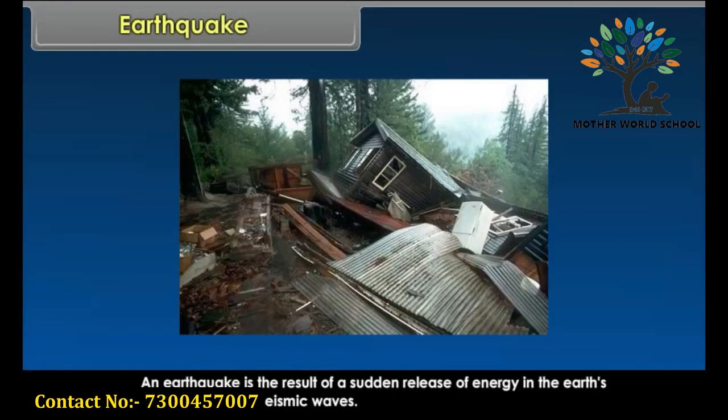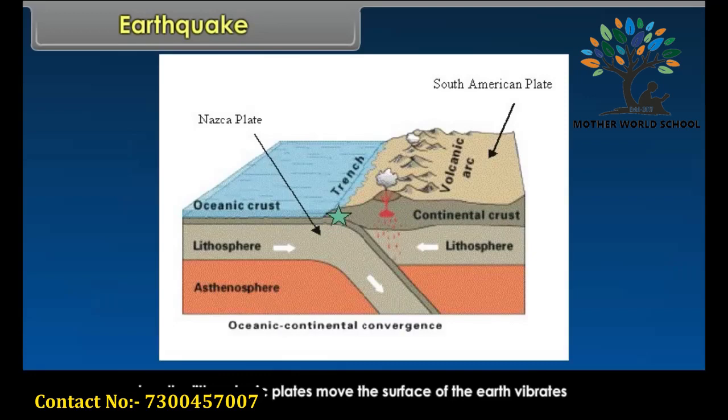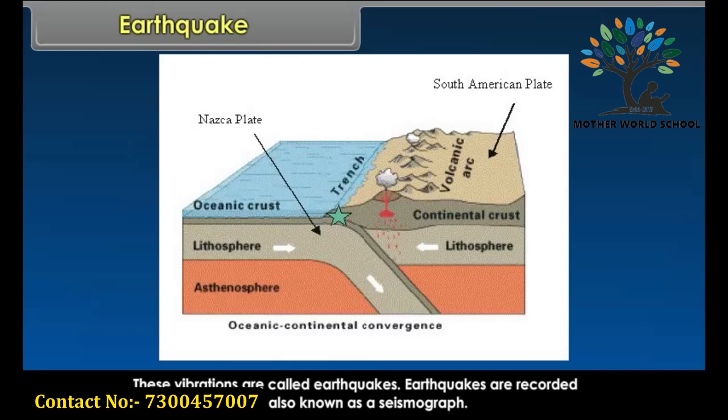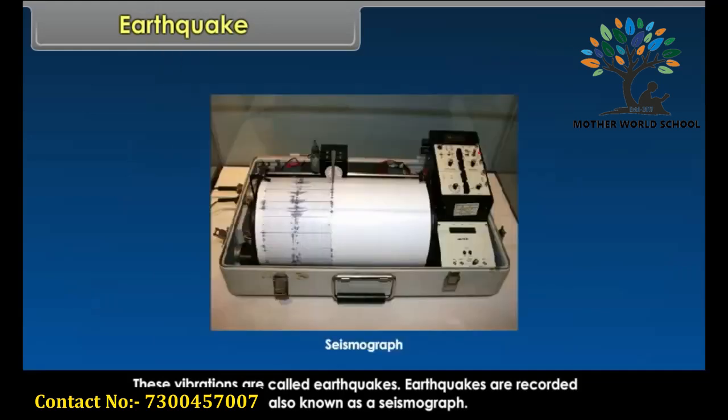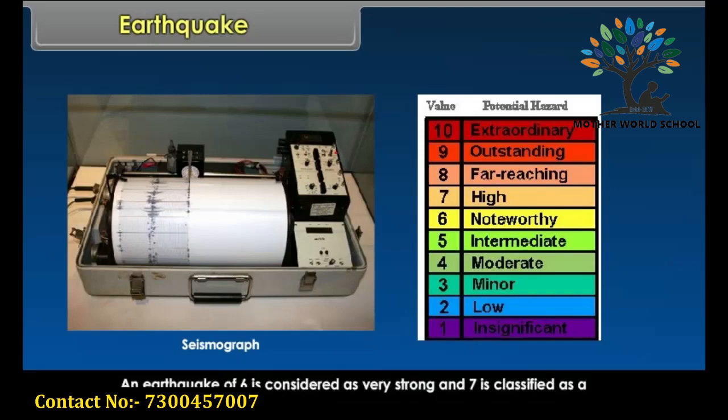Earthquake. An earthquake is the result of a sudden release of energy in the Earth's crust that creates seismic waves. The lithosphere is broken down into a number of plates known as lithospheric plates. When the lithospheric plates move, the surface of the earth vibrates, and these vibrations can travel all around the earth. These vibrations are called earthquakes. Earthquakes are recorded with a seismometer, also known as seismograph. The magnitude of earthquake is measured on the Richter scale. An earthquake of 6 is considered very strong, and 7 is classified as a major earthquake.